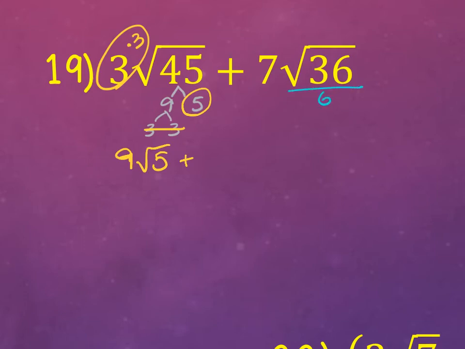And then for the 7 and 36, 36 is 6 times 6. So you can take those out and multiply them by 7, which gives you 42. So you get 9 radical 5 plus 42. Perfect. And you can't combine them, right? Because one's got the square root 5 and one doesn't. Good job.